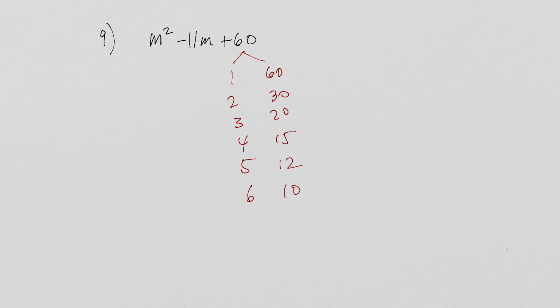And we're looking for a pair of these that give us a sum of 11. Now, this gives us a difference of 11, but that's not going to work. We need a sum of 11. And there aren't any. So this is prime.